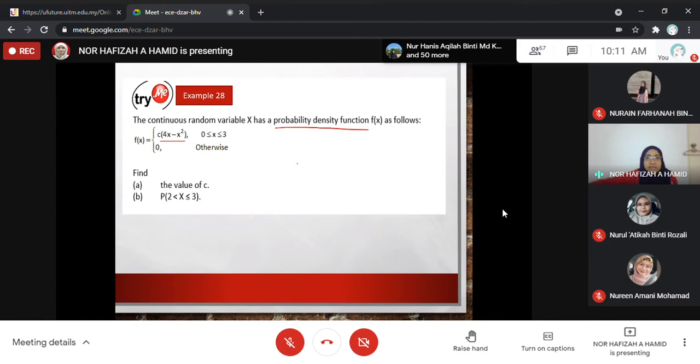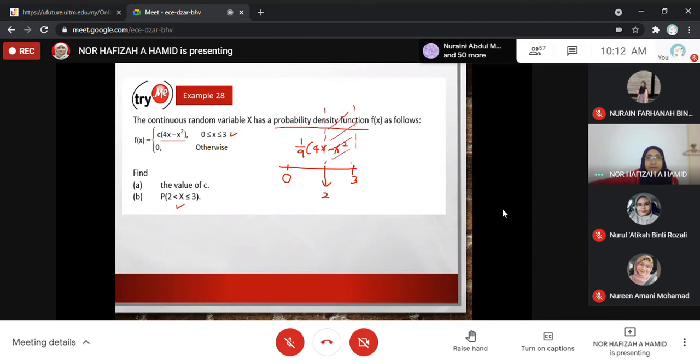Okay, so saya use line number. First, you have 0 until 3. So, ini represent the original question. You have 0 until 3 and the function is C. So, C tadi kita calculate 1 over 9 and for X minus X square. Okay, and you need to find 2 until 3. So, for example, this one is 2 and then we have 3.